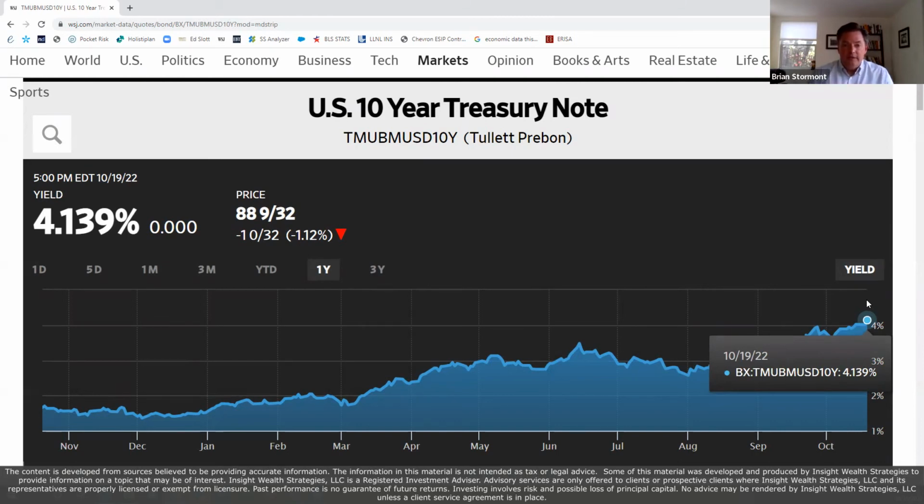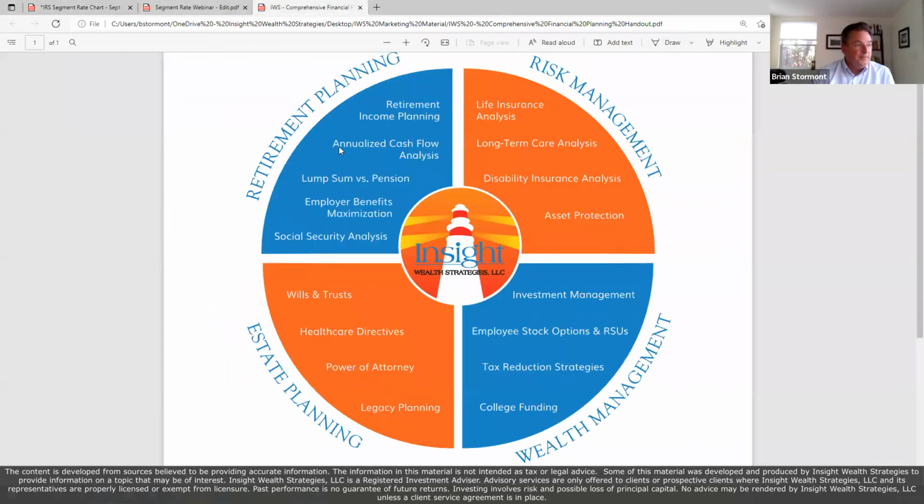Our job here at Insight is to sit down with our clients and figure out holistically, what does that mean for me in terms of the lump sum versus the pension? Should I take the lump sum, or maybe I should take the pension?